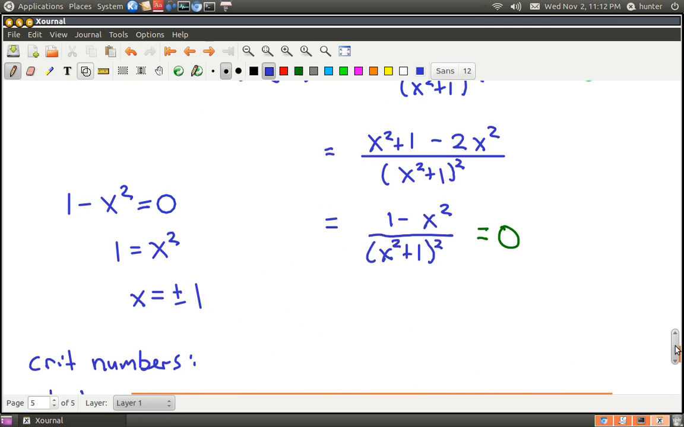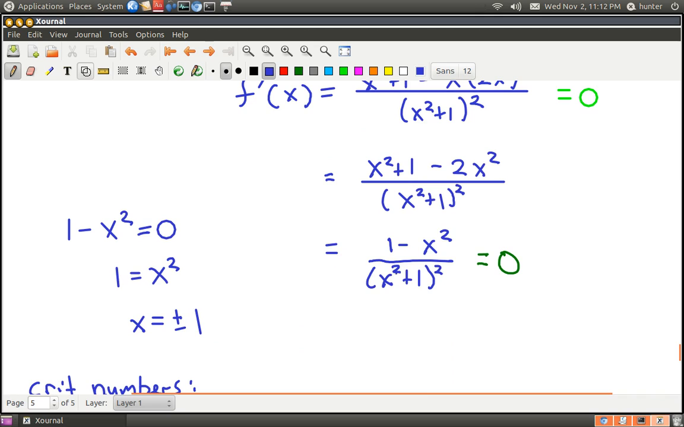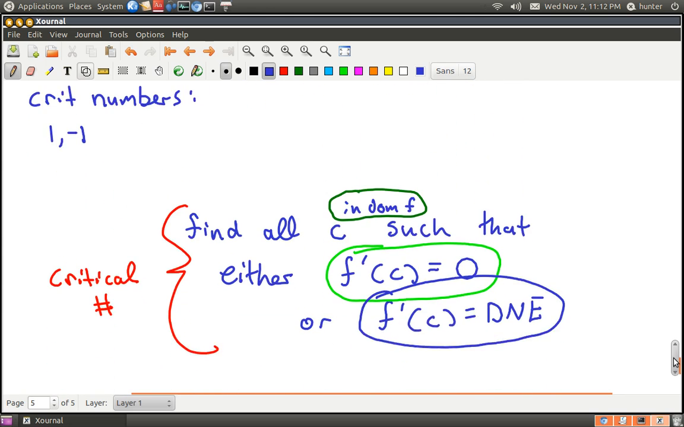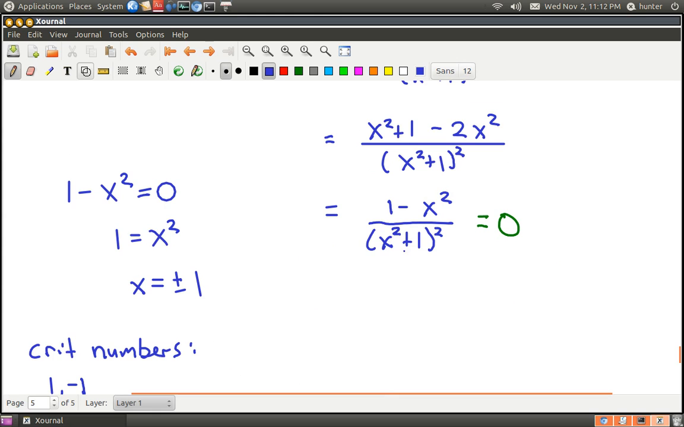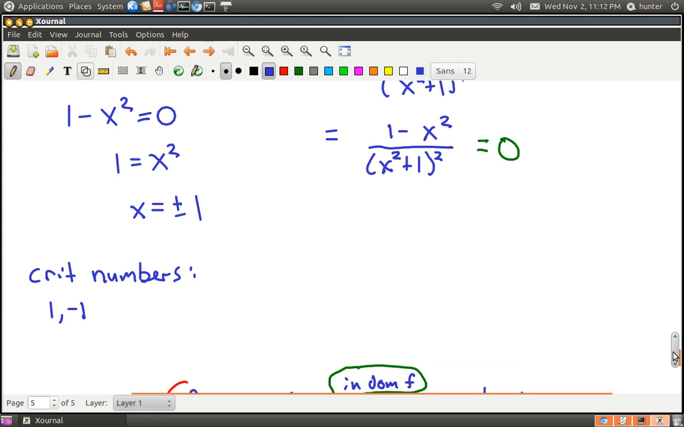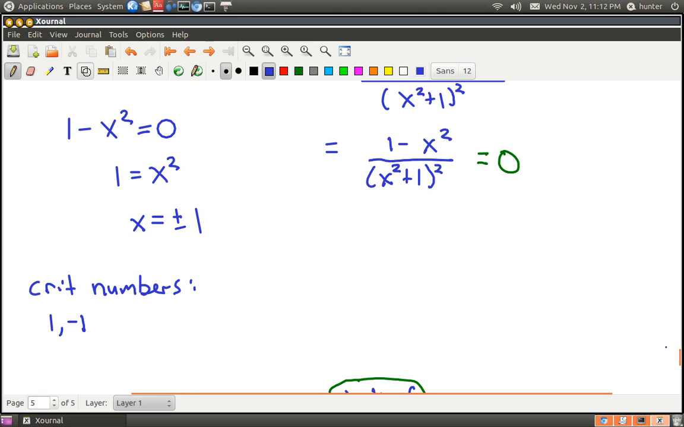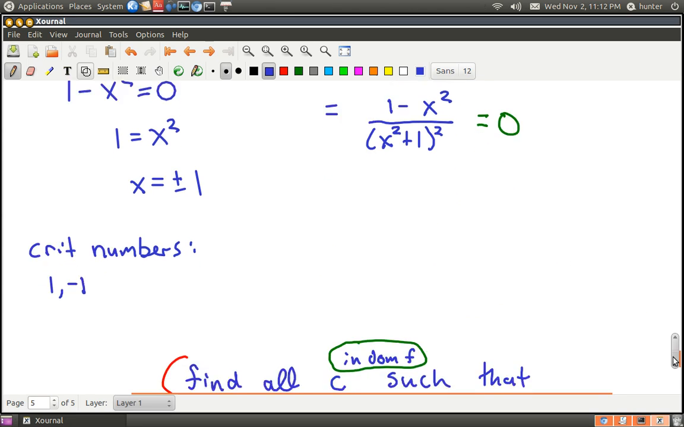Oh no, I lied to you. Look, it's still the case that anything you put in here doesn't make 0 in the denominator. So 0 in the denominator is what gives you these other kinds of critical numbers. But since there is a square here, I'm never going to get 0 in the denominator because positive plus 1 is positive and there isn't anything bad that can happen. So these are actually the only critical numbers.